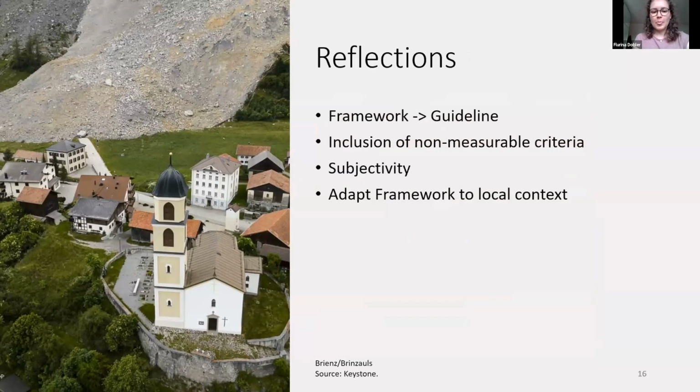It can be used to also assess non-measurable criteria, such as social aspects, to address the needs of local communities during relocation. However, this always involves a certain degree of subjectivity. As the framework is adaptable to the local context, it can be applied to different natural hazards and in different countries.